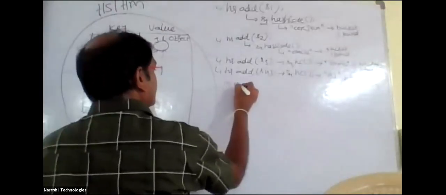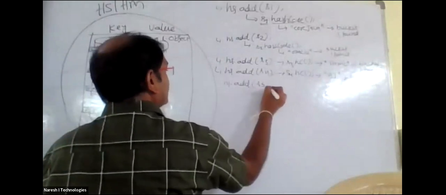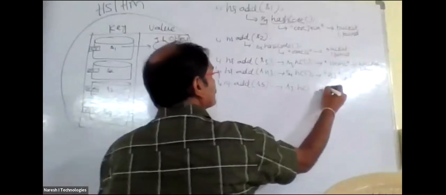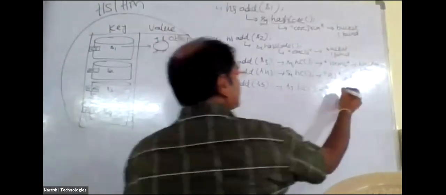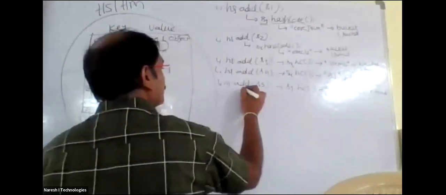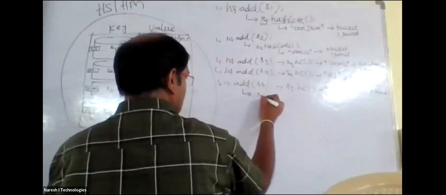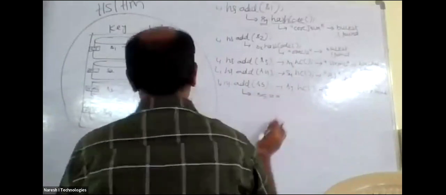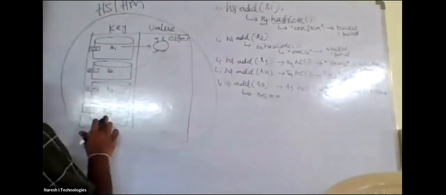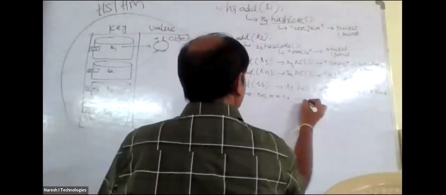HS.add of what is passed? S5. I didn't remember S5. S5.hashCode(), what is the hash code? Advanced Java. With advanced Java, is the bucket found or not found? Bucket found. If the bucket is found, the add method compares the S5 object only with the reference of the advanced Java student. The remaining buckets it will not touch. That is the advantage of the hashing algorithm: it decreases the number of comparisons and gives fast execution. Then it compares with the object available here, S4. It returns false.